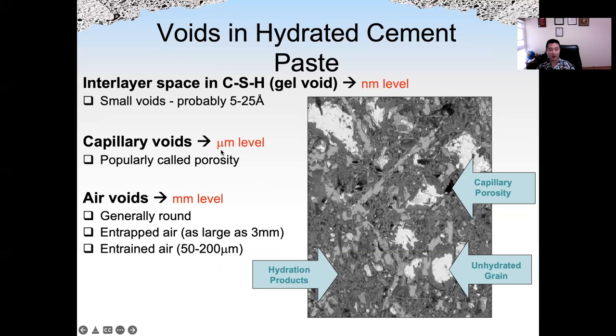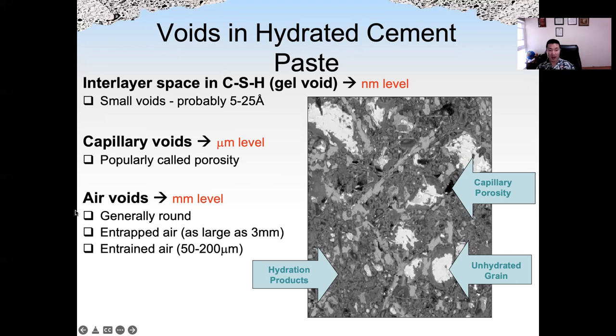The capillary voids are at the micrometer level. We also call that porosity, depending on the water to cement ratio. When we increase the water to cement ratio, we have more of this type of voids, the capillary pores. The more capillary voids, the weaker the concrete will be. Also, the permeability will be higher. As a result, the concrete will have lower durability. So with more capillary pores, the concrete will be weaker and less durable.